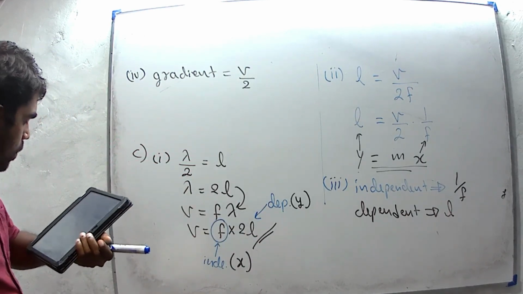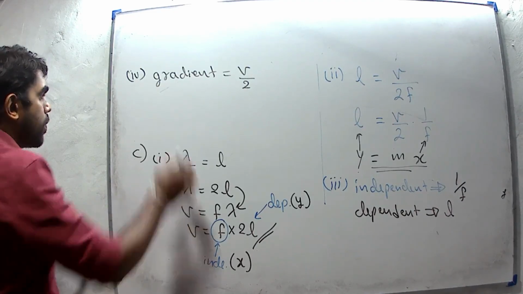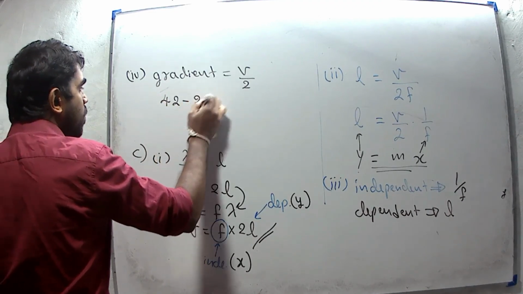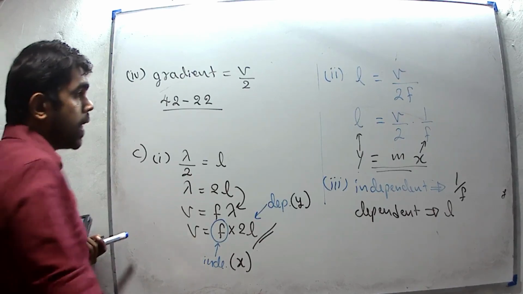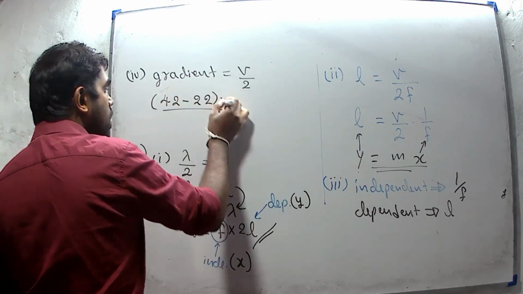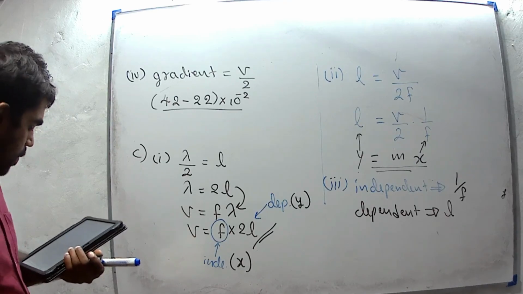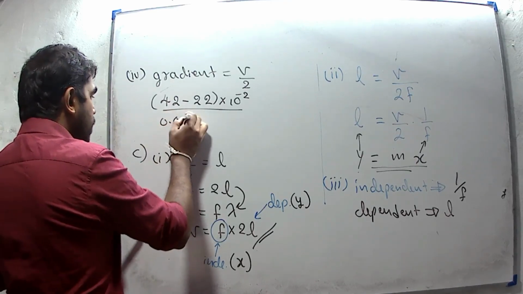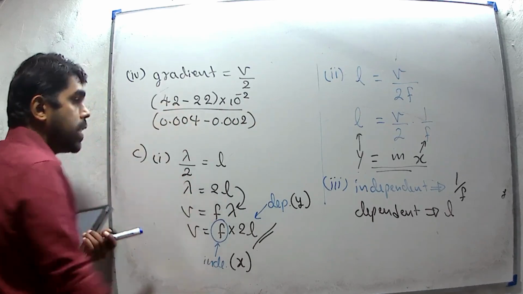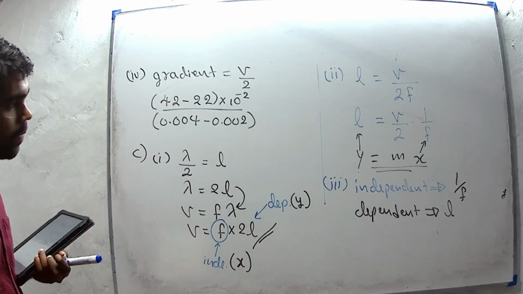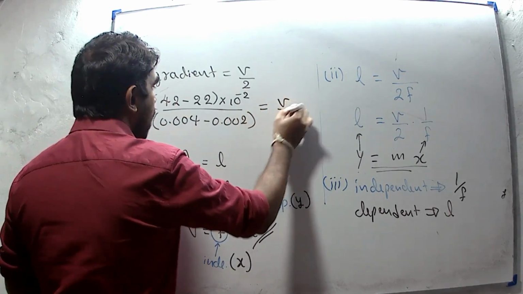Then for the gradient, we have to consider difference of y and difference of x. Y values 22 and 42. We can get the difference 42 minus 22. Y axis is in centimeters. It is L length. We have to convert it to meters. Multiply by 10 to the power minus 2. Difference of x, 0.004 minus 0.002. It is in hertz. Hertz is the SI unit of frequency. Therefore, we can take the difference of x without any change. V divided by 2.